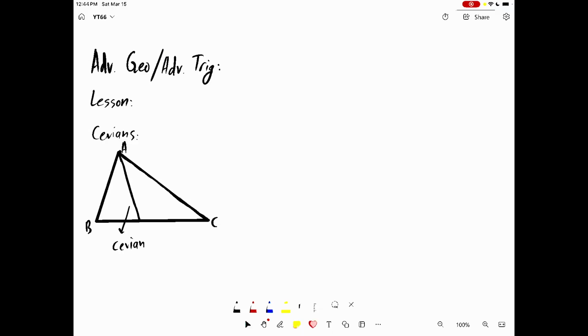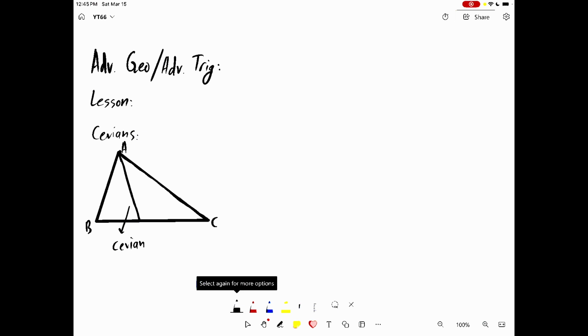Alright, for today, what we're going to be doing is studying a concept known as Cevians, which are a more general form of angle bisectors, side bisectors, and others, which we will cover later. And it is really essential to proofs like Ceva's theorem and Stewart's theorem. So this is very important to know, and it is one of the main concepts which is a foundation for advanced geometry and advanced trigonometry. So let's just start with Cevians.